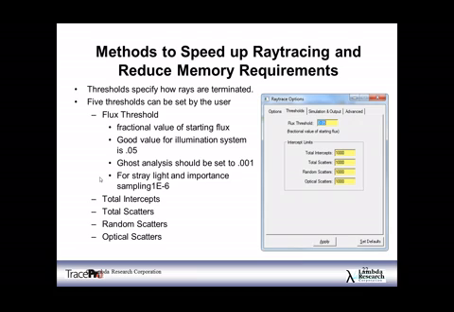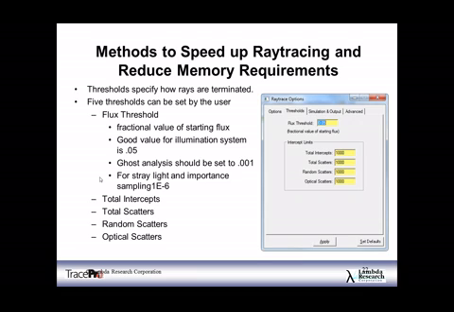If you do a flux report, you're going to see that power on that surface being absorbed. I'm sorry, being terminated because of flux threshold. I'm sorry on that one. It is correct, it's flux threshold. For ghost analysis, the flux threshold should be around 0.001 because you want to see double ghosts, okay, which is double reflection ghosts. For stray light and importance sampling, you definitely want to go to like 1e-6.